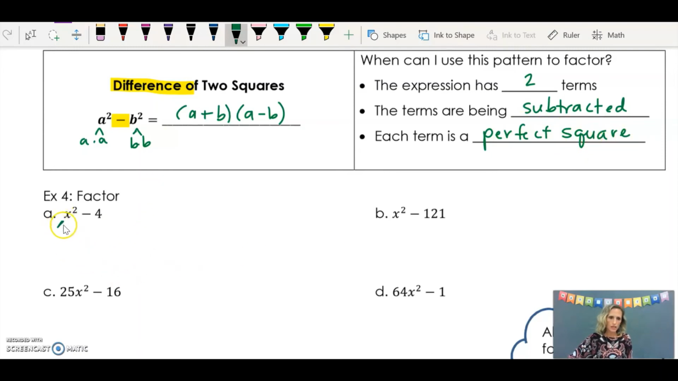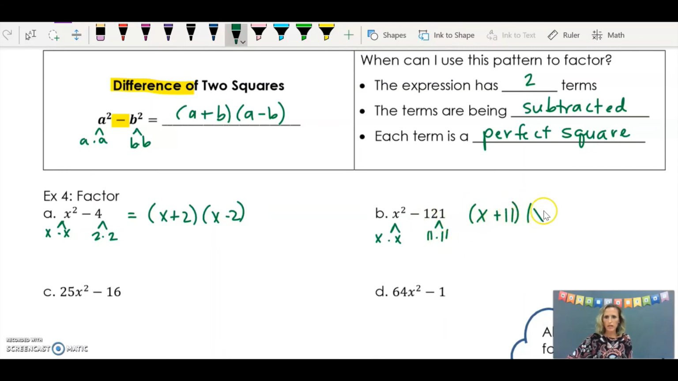Here I have x times x, and I have 2 times 2. Of course, one of those 2's is going to be negative to give me that negative product, and so that's going to be x plus 2 times x minus 2. Next, we have x times x again, and we have 11 times 11. One of those is going to be negative to give me x plus 11 and x minus 11.